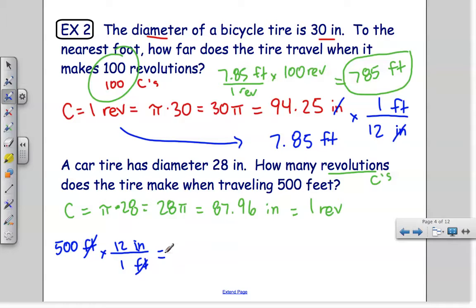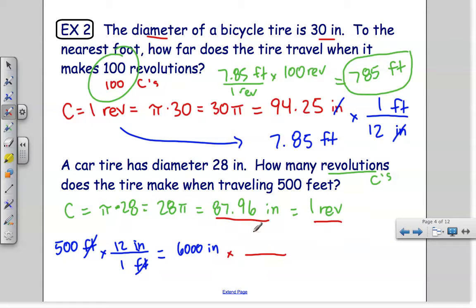500 times 12. Okay, there are 6,000 inches then in this distance that we're traveling. So we're going 6,000 inches, but we know there are 87.96 inches in 1 revolution. This is a fraction equal to 1 because these are equivalent, right? 1 revolution, 1 circumference is 87.96 inches. So I'm going to take the number of inches I'm going, which was 500 feet, right?